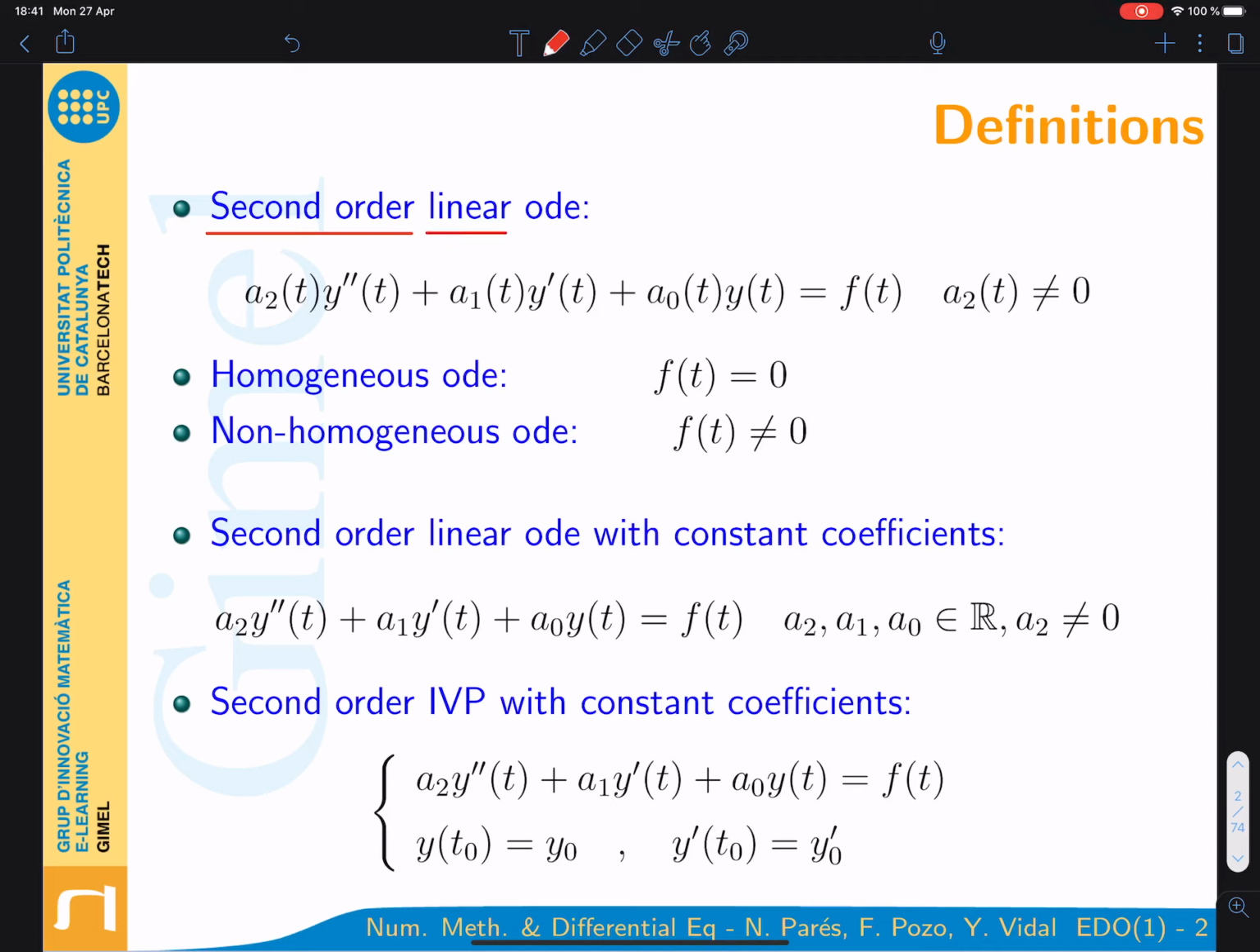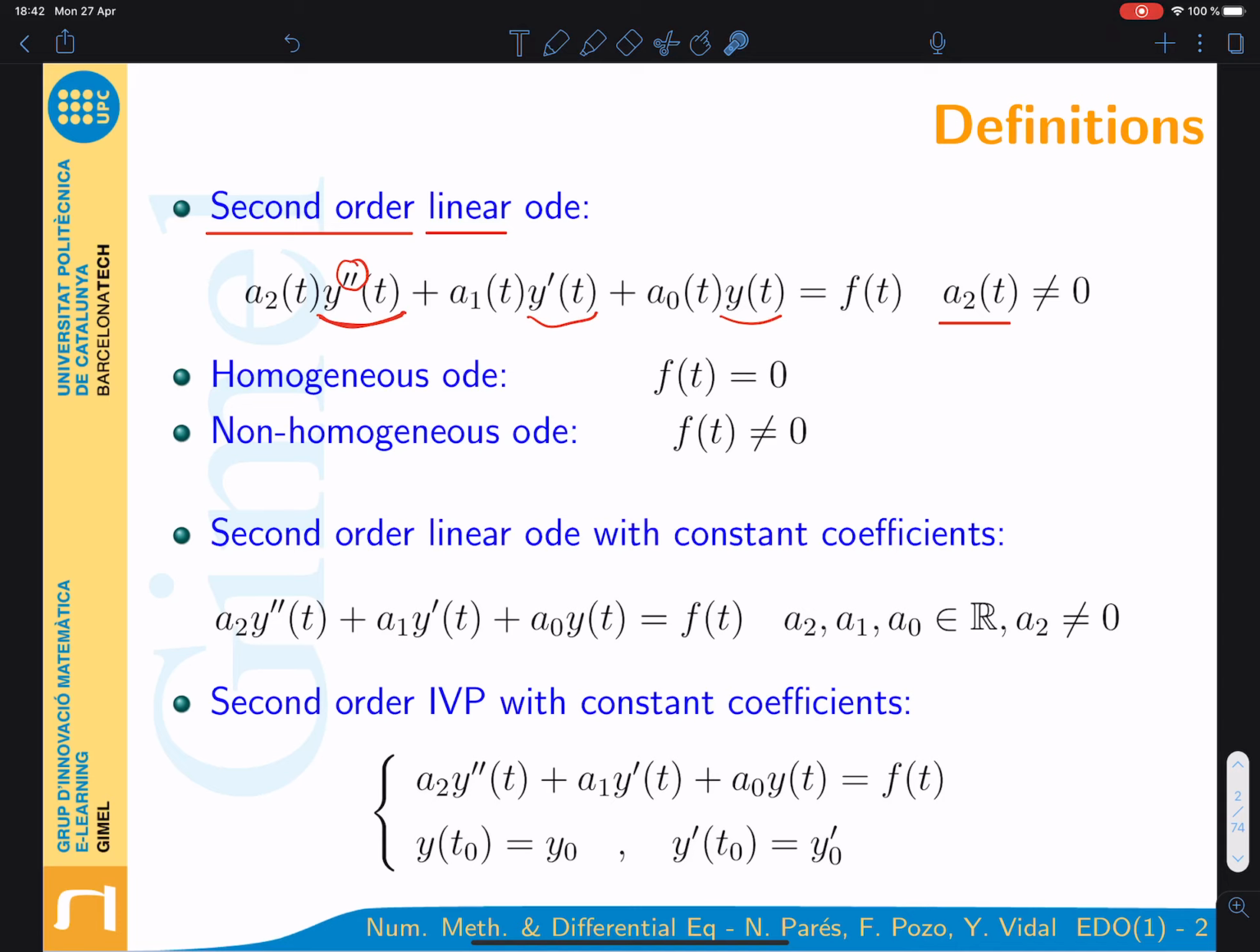So remember the definition of linear from the previous lecture. That means that the derivatives of the function and the function itself appear in a linear form in the differential equation. And here we deal with second order ODEs, so the higher order derivative that appears is second. So that means that the coefficient related to y prime prime must be different from 0, because this term must be there in order to have a second order linear ODE.